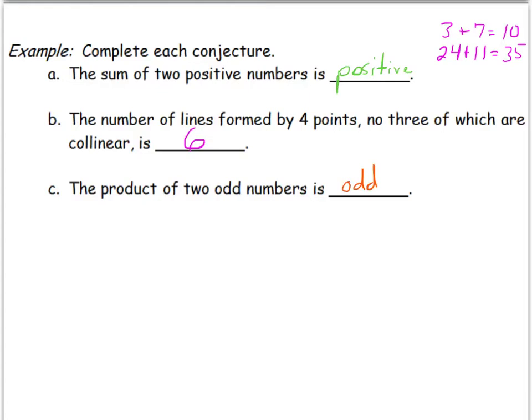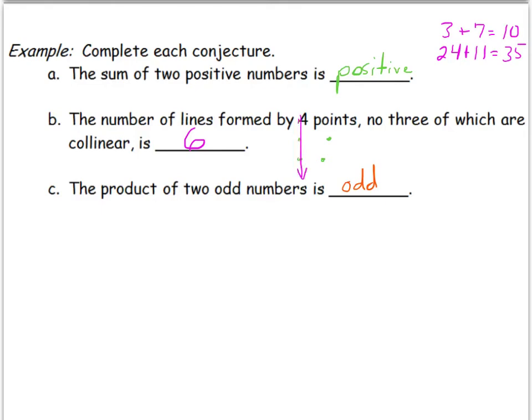So let's go ahead and take a look at part B together. The number of lines formed by 4 points, no 3 of which are collinear, I ended up getting was 6. So if I were to draw out 4 points, making sure that no matter which 3 I chose, they were not on the same line, I'd end up getting something like this. And if I were to draw in my lines that would connect them, how many lines could I get?